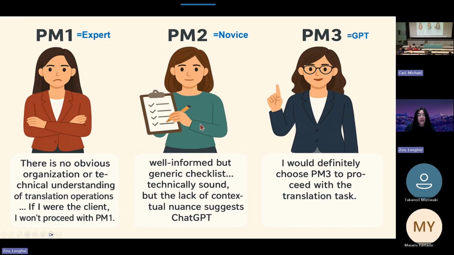Okay, so the data reveals that although GPT is identified as GPT by 57% of the student evaluators, it receives the most positive response. Students thought PM3 is GPT, yet they still chose it as their preferred project manager. This suggests that from students' perspective, what matters most in translation project management is not whether communication is human or AI generated, but whether it effectively addresses client needs with clarity and professionalism. Okay, that's it for my part. Thank you so much.